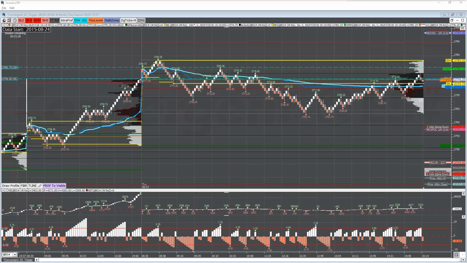The reason I trade the ES is because it is orderly when it moves. A lot of times it doesn't move.